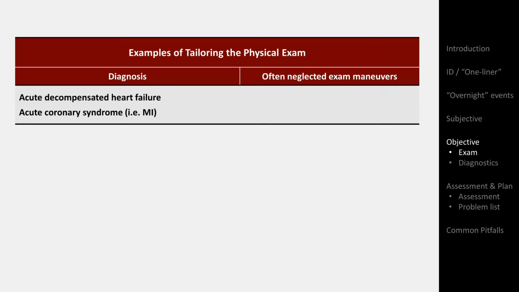For a patient with acute decompensated heart failure or acute coronary syndrome, exam maneuvers that are often neglected include looking at the JVP or IVC on point-of-care ultrasound to estimate right heart pressures, and the subjective assessment of extremity temperature and capillary refill as very rough surrogates for perfusion and vascular resistance.